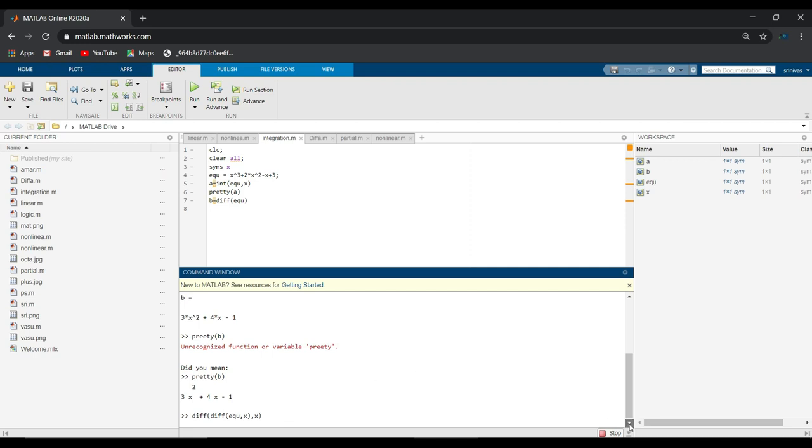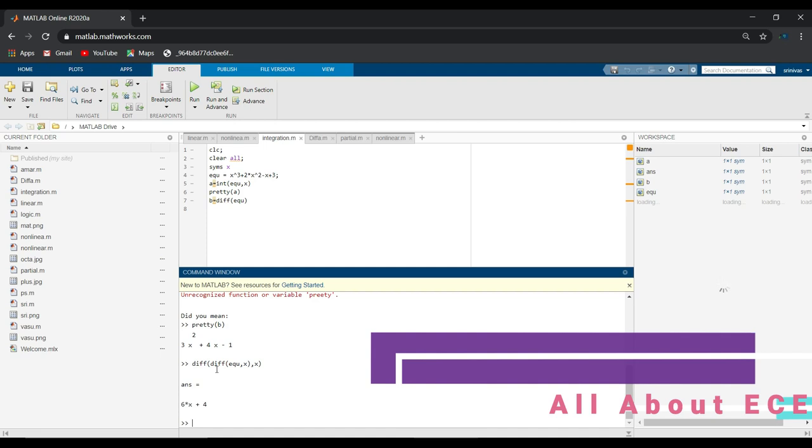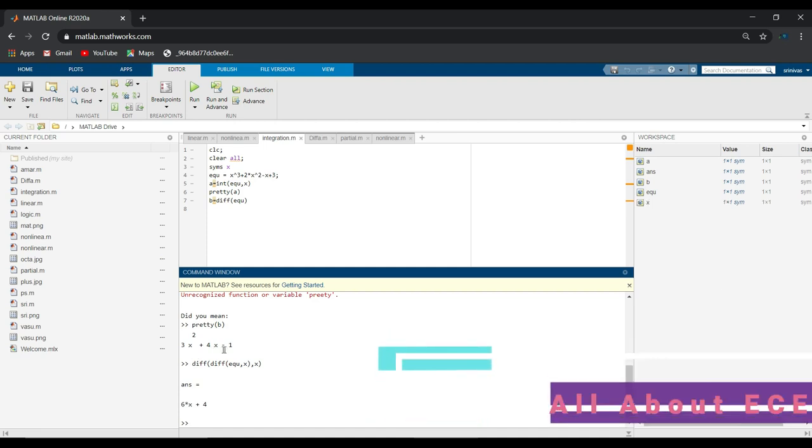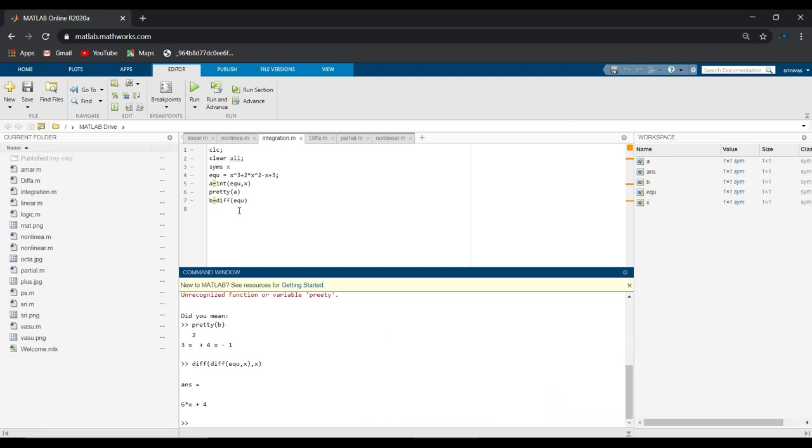What is the result we got? Here see, 3x square plus 4x minus 1 is the result for the equation x cube plus 2x square minus x plus 3. When we perform the first differentiation, this one is evaluated. Whenever I perform it a second time, 6x plus 4 is the result. In this way, differentiation is evaluated.